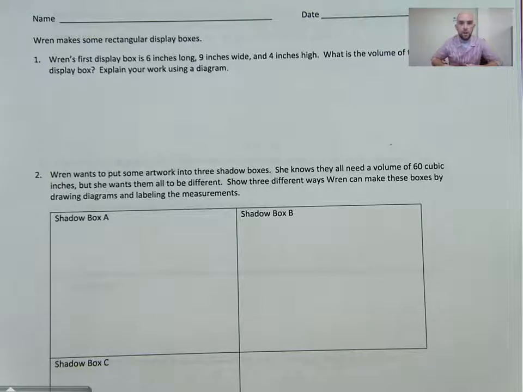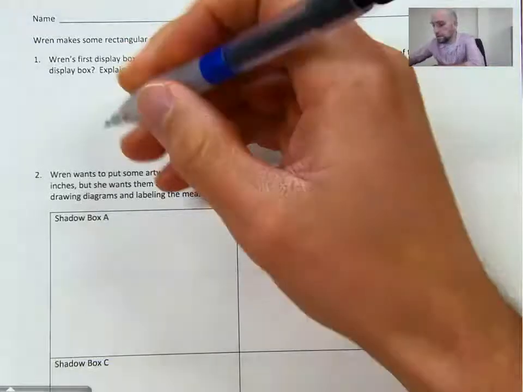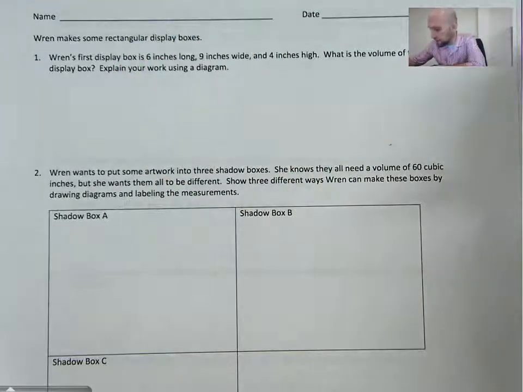It says, Ren makes some rectangular display boxes. Ren's first display box is 6 inches long, 9 inches wide, and 4 inches high. What is the volume of the display box? Explain your work using a diagram. So I'm going to draw this box as best I can. We're going to have 6 inches long, 9 inches wide, and 4 inches high.